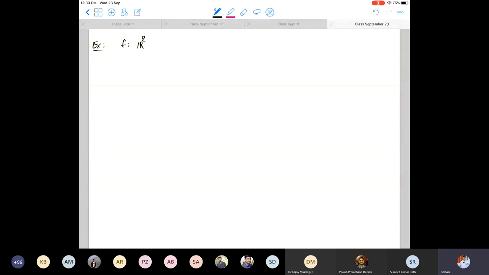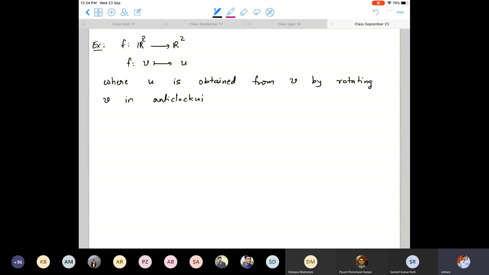So what am I doing? I'm saying f is a function from R2 to R2 and f sends every vector v to u. How do you describe this action? The way I describe this action is that u is obtained from v by rotating the vector v in the anti-clockwise direction by pi by 2 radians.